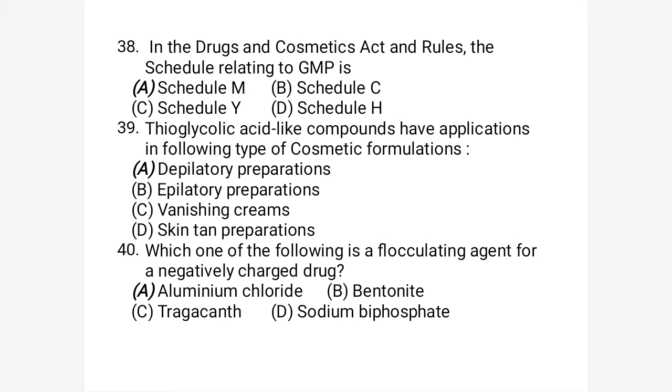There is aluminum chloride and sodium bisulfide, but which one would be effective? Only aluminum chloride, because aluminum has a 3 positive charge. Sodium bisulfide is not used as a flocculating agent at all. The only correct option would be aluminum chloride, which is used as a flocculating agent for a negatively charged drug in formulations. Aluminum chloride may be used for a negatively charged drug.